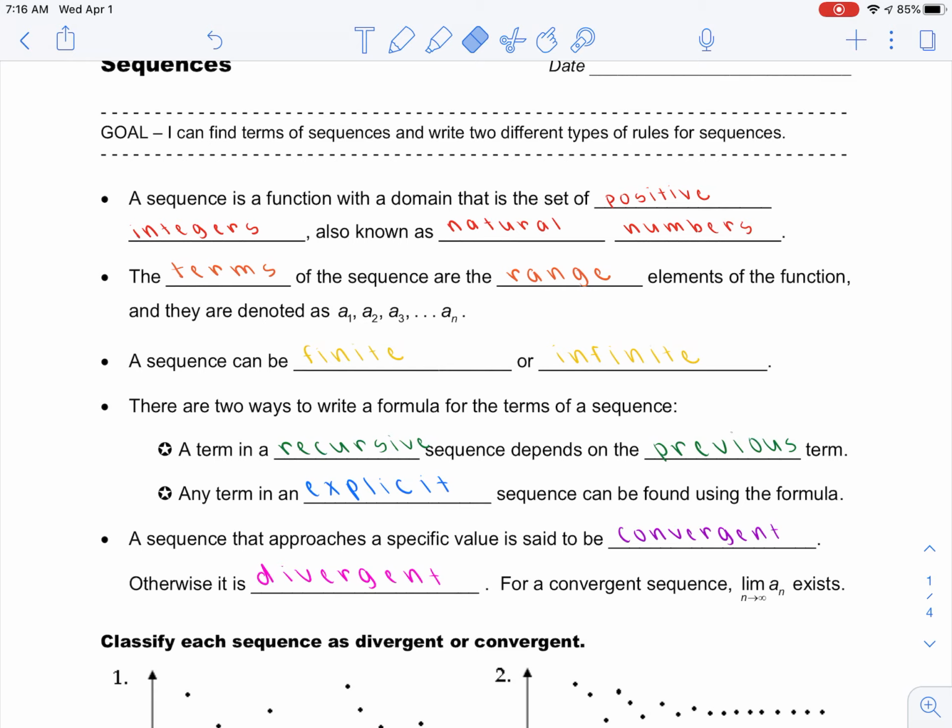A sequence that approaches a specific value is said to be convergent, otherwise it is divergent. For a convergent sequence, the limit of a sub n as n approaches infinity does exist.